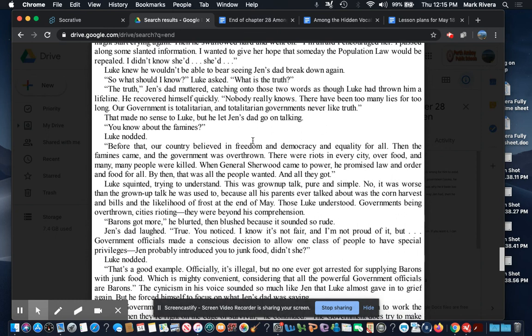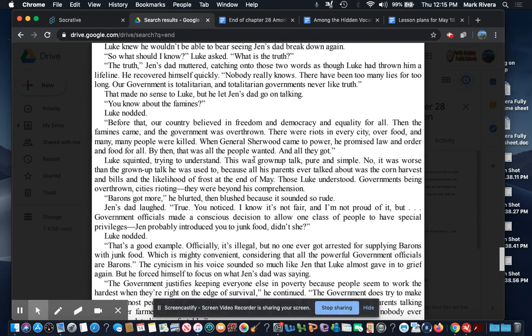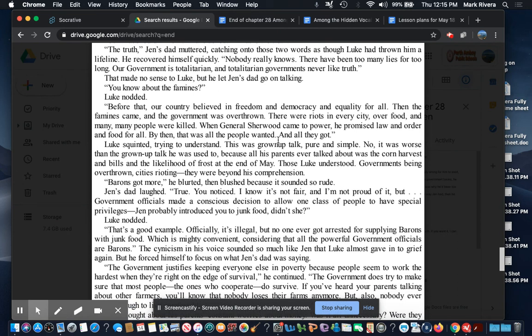So what should I know? What's the truth? "The truth," Jen's dad muttered, catching on to those two words as though Luke had thrown him a lifeline. He recovered himself quickly. "Nobody knows. There's been too many lies for too long. Our government is totalitarian, and totalitarian governments never like the truth." That made no sense to Luke, but he let Jen's dad go on talking.